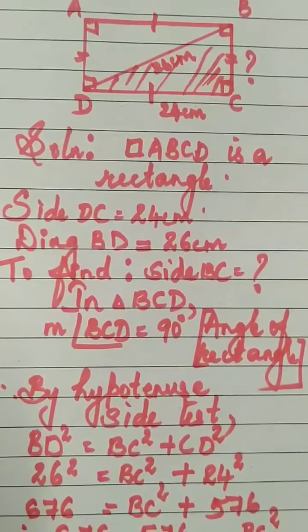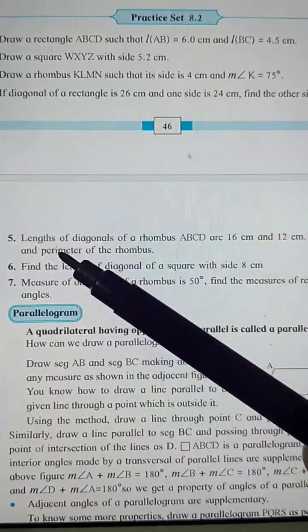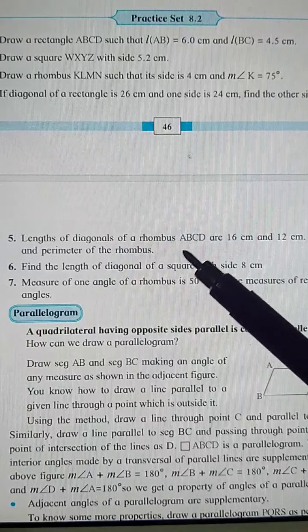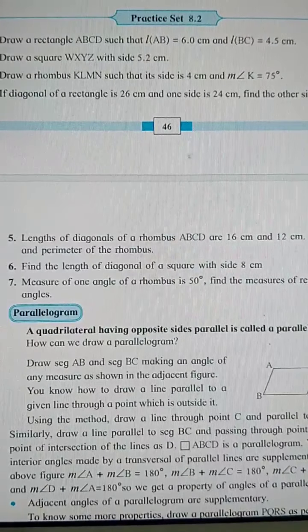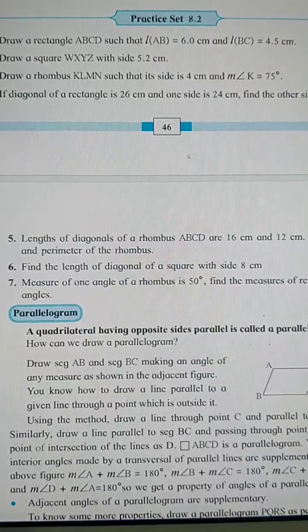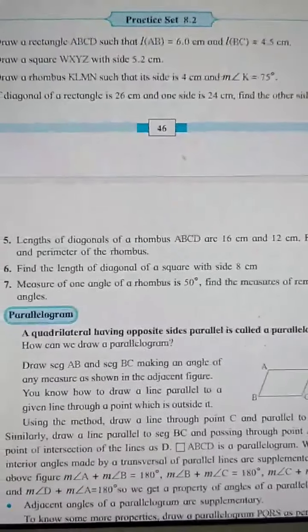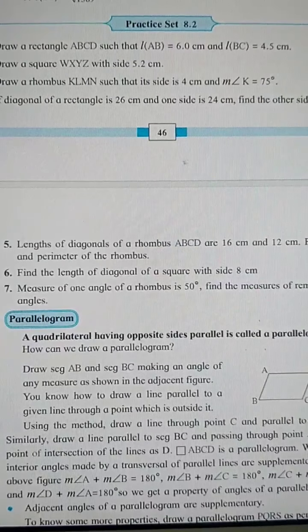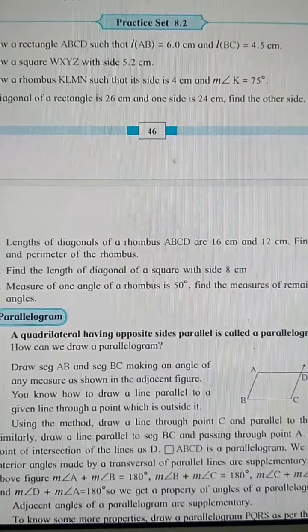Let's move on to the next question. Okay, now the fifth question. Lengths of diagonals of a rhombus ABCD are 16 centimeter and 12 centimeter. So the rhombus diagonal measurements are given. Find the side and perimeter of the rhombus.